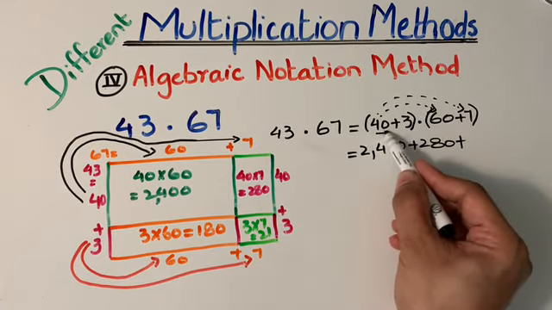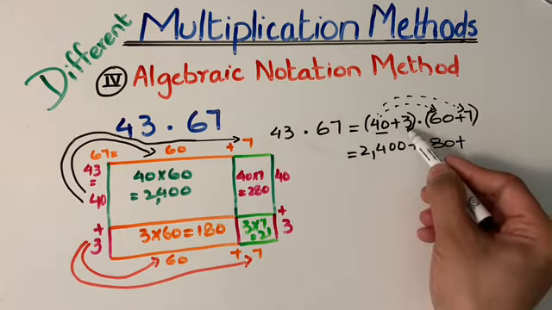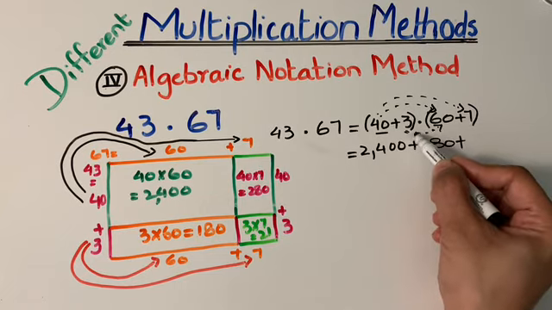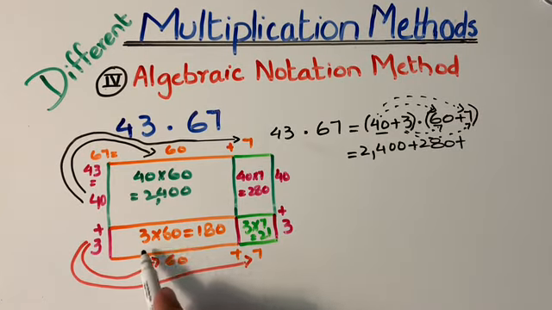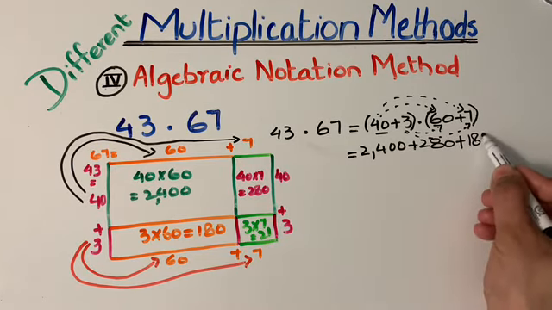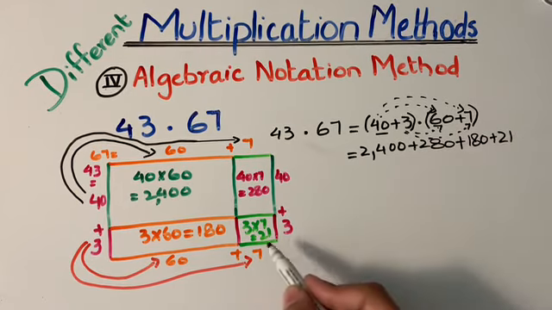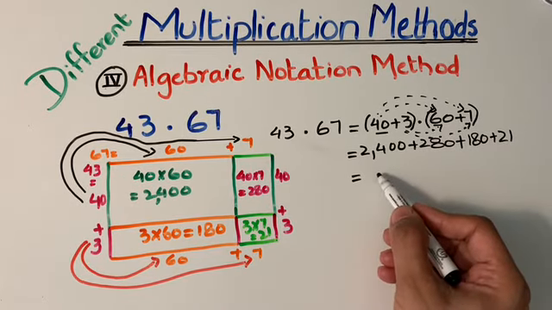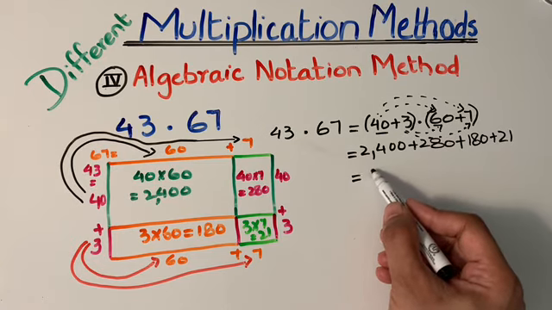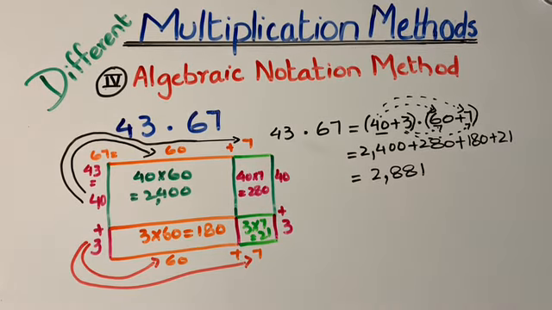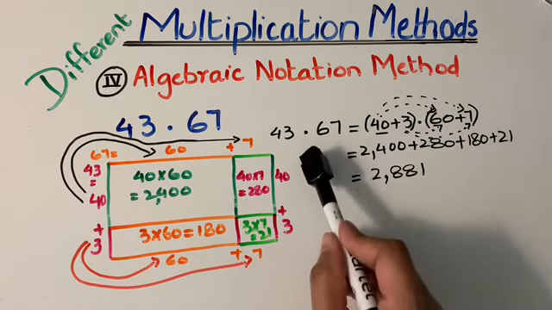Okay, now we are done with this 40. Now move on to this 3. So 3 times 60 and then 3 times 7, like we did here. 3 times 60 is 180 and 3 times 7 is 21. So when we add all these multiplications, we'll get 2,881. So this is all about the algebraic notation method, just a difference of this multiplication sign.